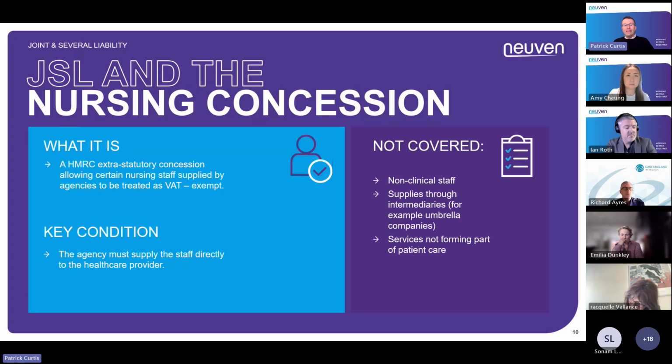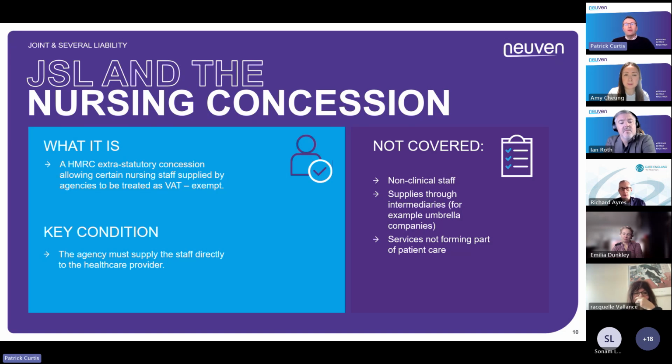And the key for our purposes in talking about joint and several liability is that the agency must supply the staff directly to the healthcare provider, i.e. there can be no further company in the supply chain. Or if there is, that company has to charge VAT to the agency, and then the agency has to charge the VAT, and the purpose of the concession is defeated.